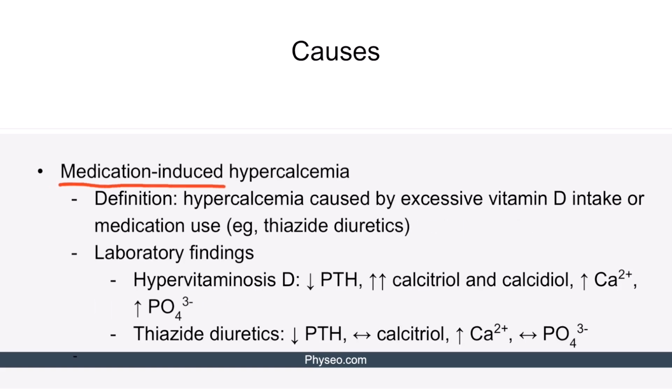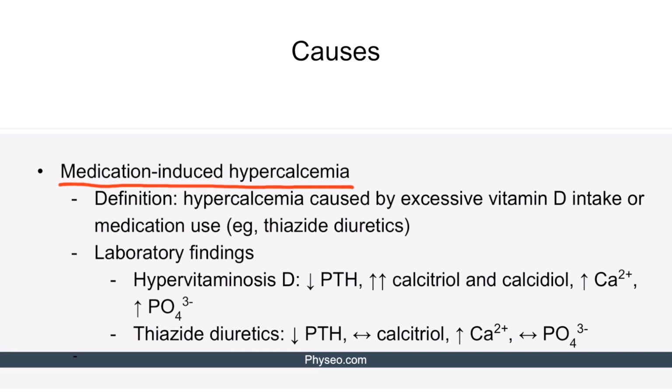Finally, let's discuss medication-induced hypercalcemia. This is hypercalcemia caused either by excessive vitamin D intake or the use of medications like thiazide diuretics. Excessive vitamin D, also referred to as hypervitaminosis D, will present with high calcidiol and calcitriol. Calcidiol is an inactive form of vitamin D synthesized by the liver. Calcidiol is the most commonly measured laboratory test to find out the vitamin D content of the body. Calcitriol, on the other hand, is the active vitamin D synthesized by the kidney. Increased levels of calcidiol will result in production of more calcitriol as long as the patient has normal kidney function.